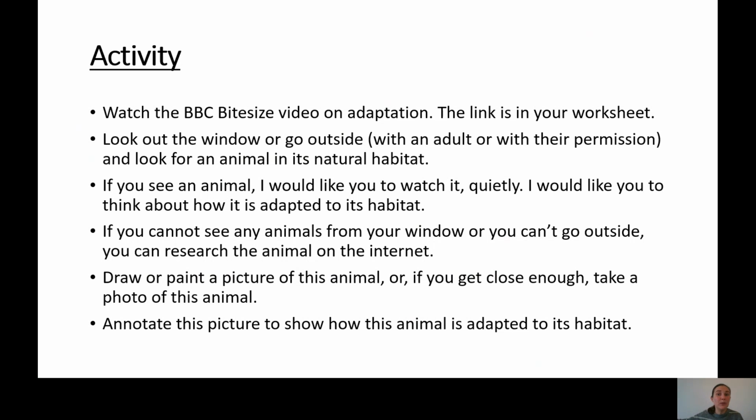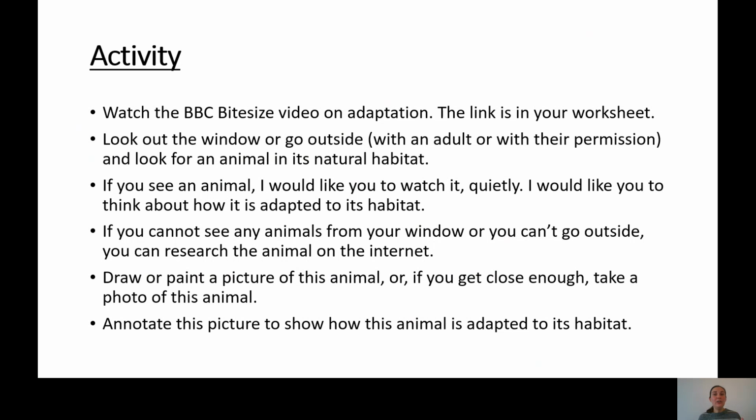Obviously, if you can't see any animals from your window and you can't go outside, that's absolutely fine. You can research one of those animals that I had on the previous screen on the internet and have a look about what adaptations it has.